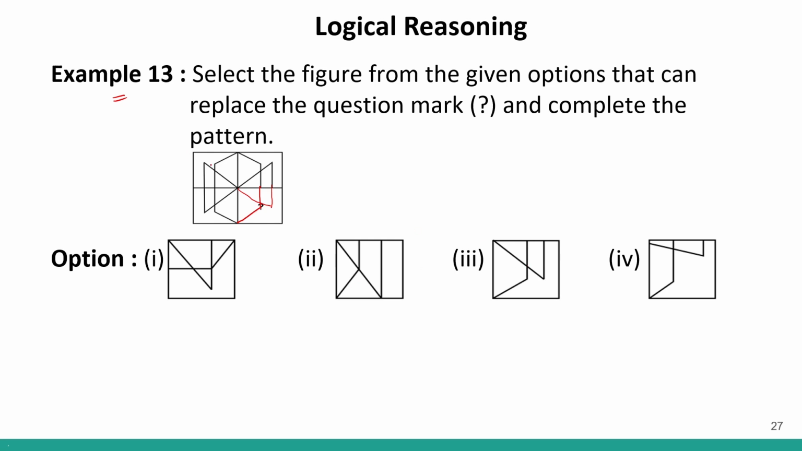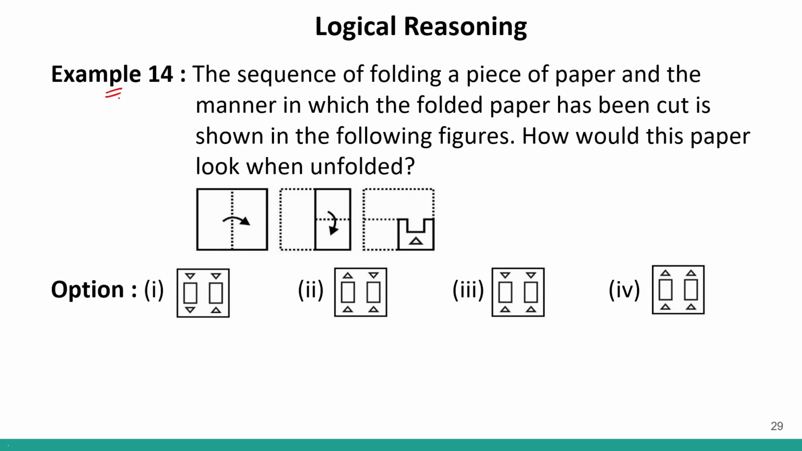But now if you look closely, this line is intersecting over here. So this line is not coming from this point. This is intersecting before over here. So this line will intersect before this vertex. Therefore, option number 3 will be the correct answer. Clear?